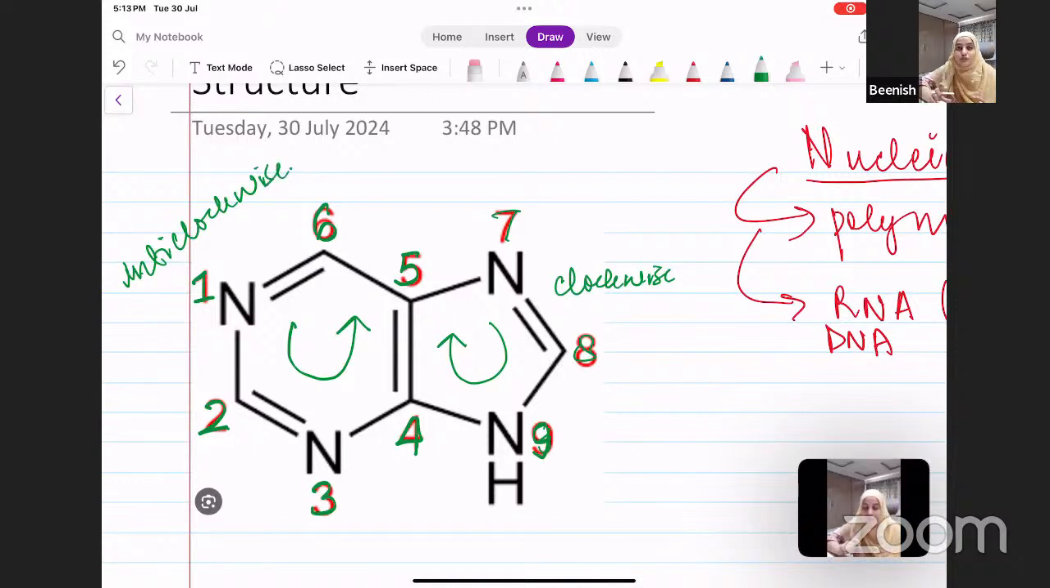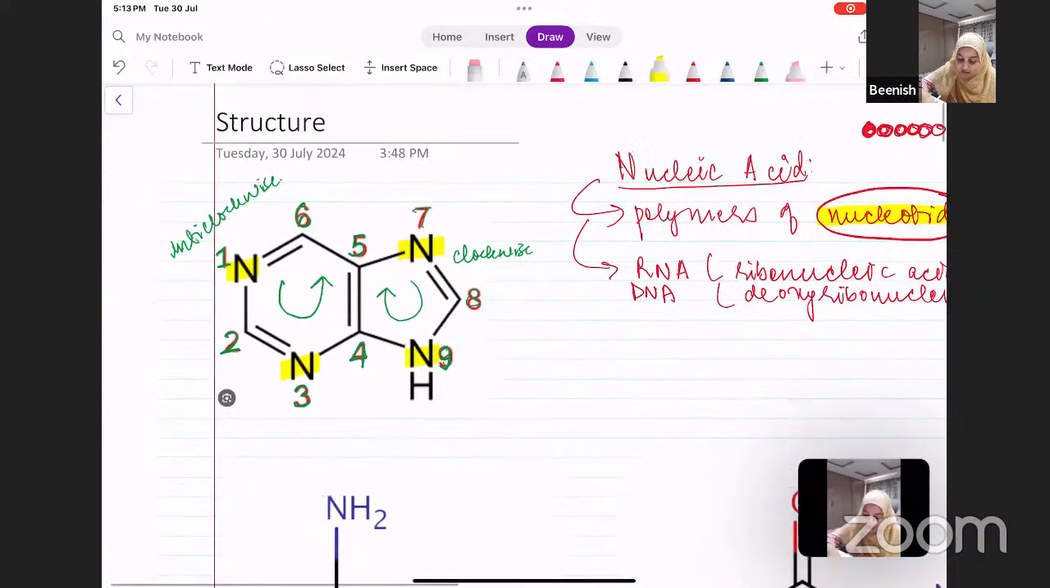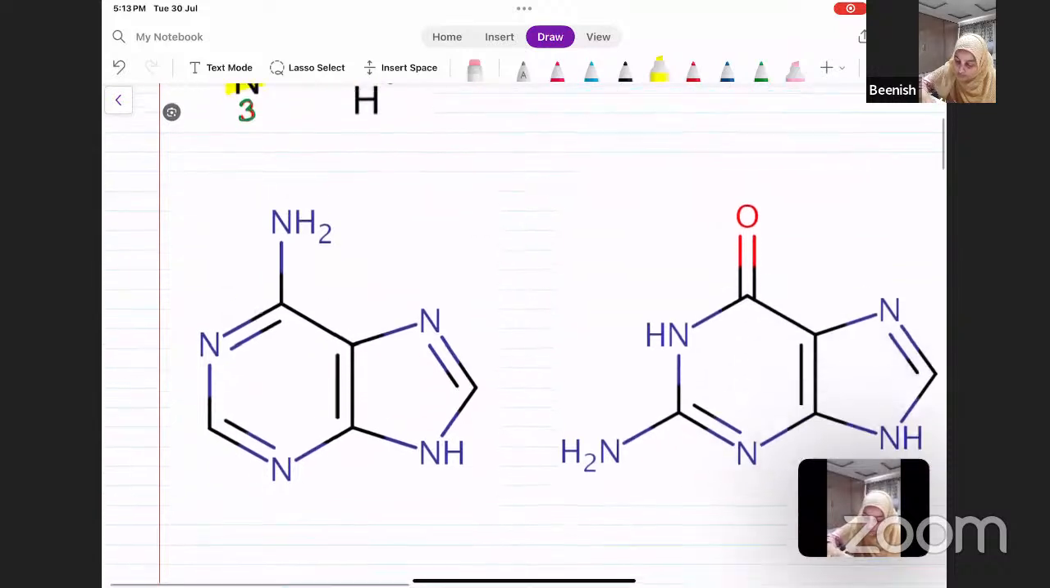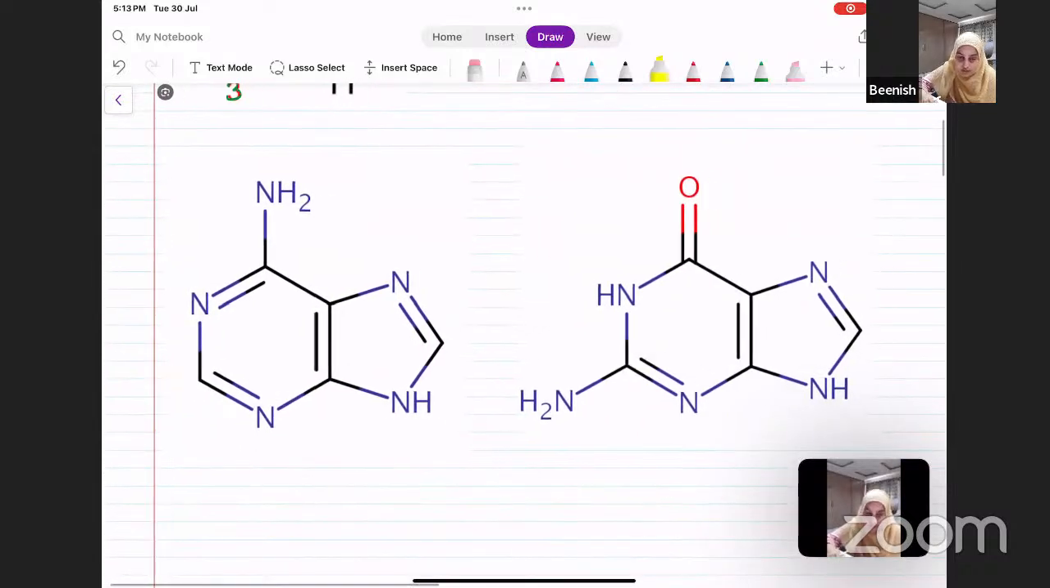So this is your purine ring, and as you can see, it has two rings in its structure composed of carbon and nitrogen. There's nitrogen at first position, third position, seventh, and ninth, and the rest you have carbons. So this is your purine ring. Then we said that adenine and guanine are the two most common purine bases. So this is your adenine and this is your guanine.